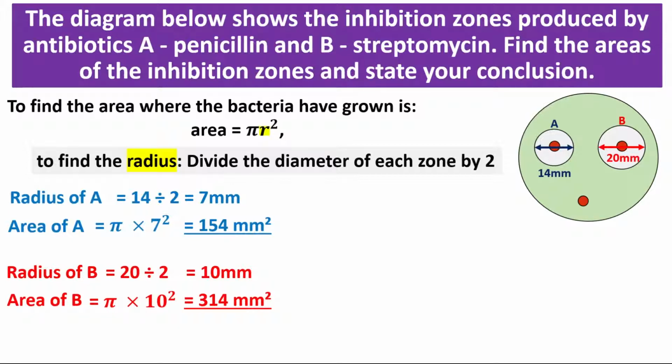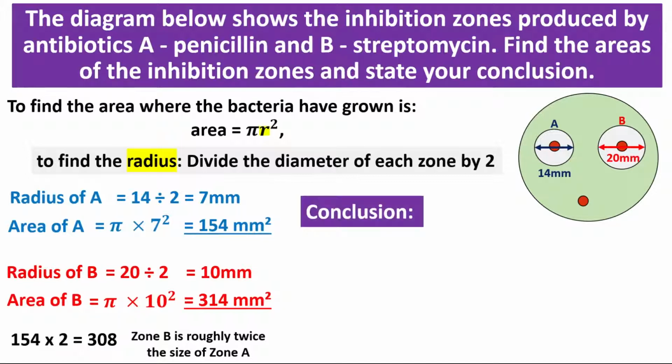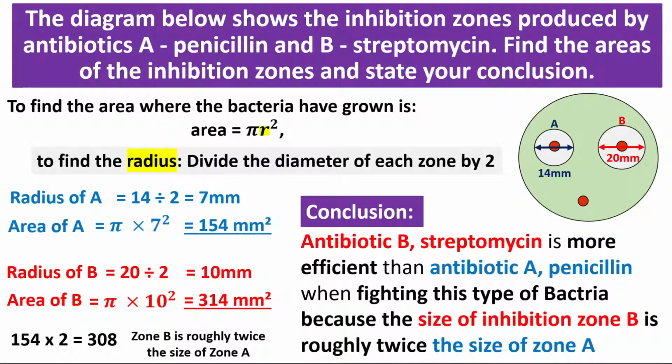Looking at the areas for Zone A compared with Zone B, we can tell that 154 times 2 equals 308. This means that Zone B is roughly twice the size of Zone A. So the conclusion would be antibiotic B, streptomycin, is more efficient than antibiotic A, penicillin, when fighting this type of bacteria because the size of inhibition zone B is roughly twice the size of zone A.